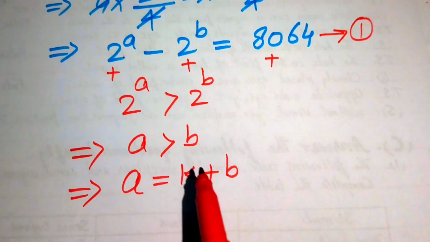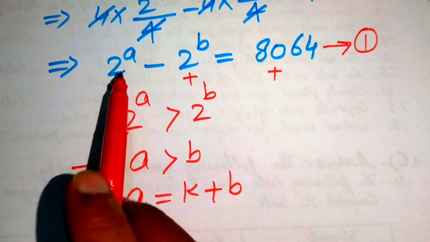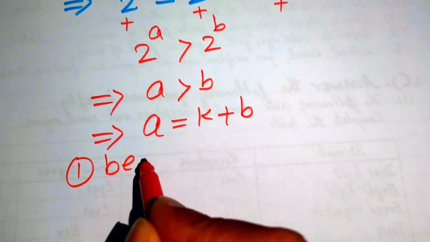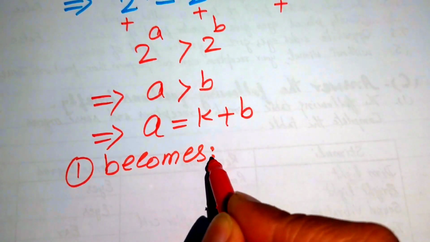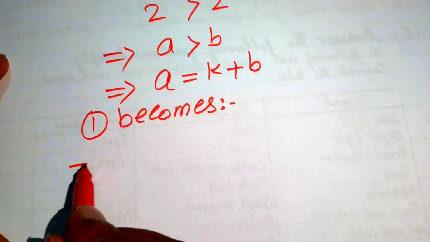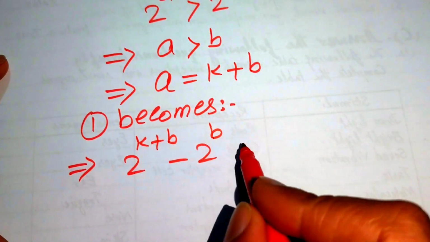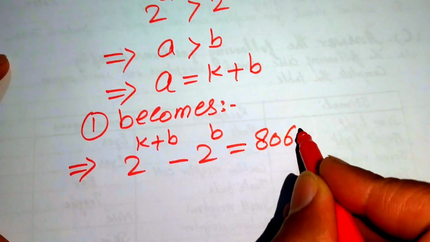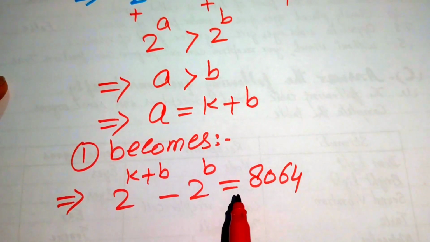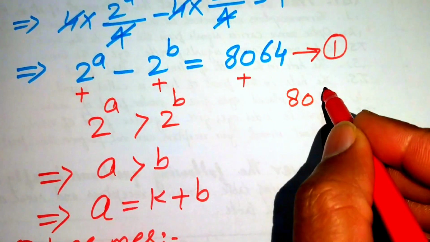And now you see that we substitute the value of a equals k plus b in this equation, so this is our equation number 1, and we put the value of a here, and you get 2 to the power of k plus b minus 2 to the power of b equals 8064. And now our next plan is to find the prime factors of 8064. So here we make the prime factors of 8064.